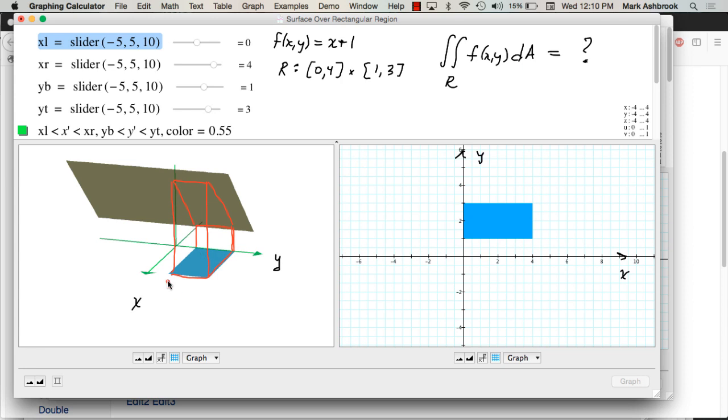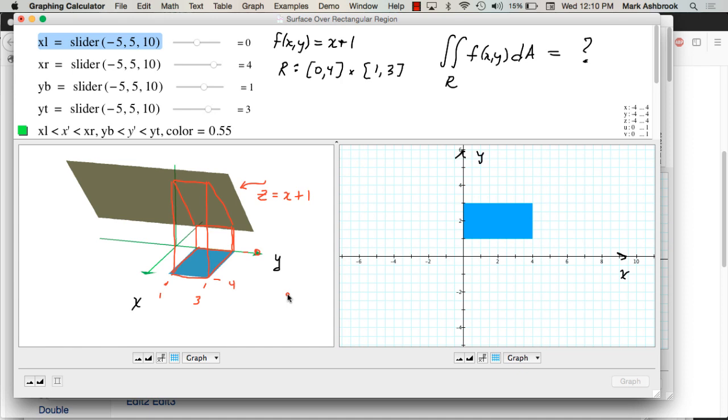So this is where y goes from 1 to 3, and x goes from 0 to 4, and this surface is z equals x plus 1. So any way you can, the easiest way you can, find the volume of that. Does all the red show up? Oh, pretty good. Okay? Any way you can, the easiest way you can.